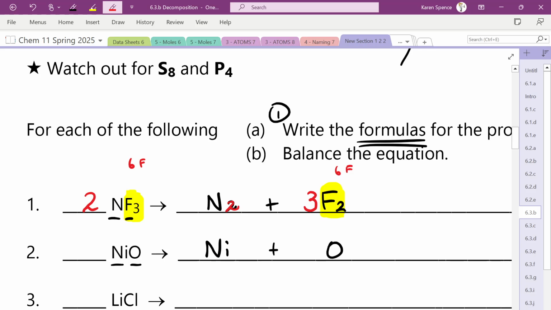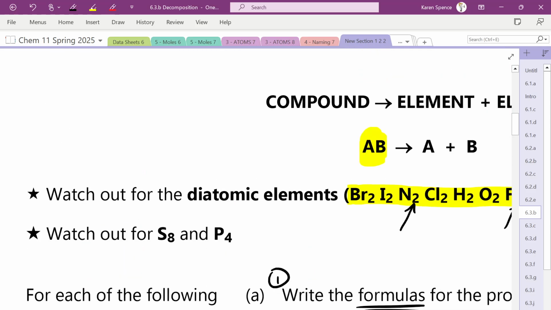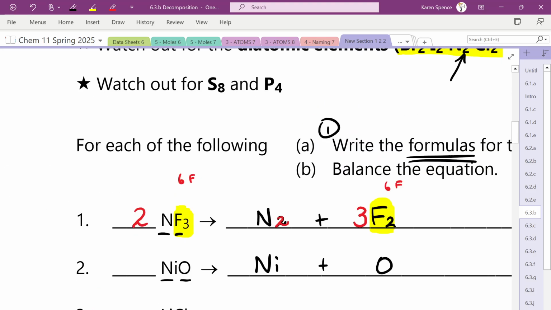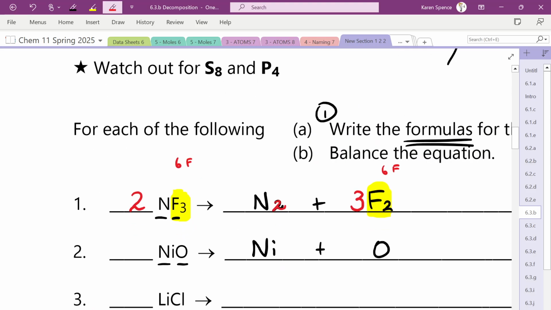Is nickel a diatomic? No. I mean, you can check your list. You can look on the periodic table. Nickel is not a diatomic. So don't write a 2. However, is oxygen diatomic? Yes. So we're going to put a 2 in front of the NiO, because that's going to give us 2 oxygens, so there's 2 on both sides. That means we also need a 2 in front of the nickel. Okay?